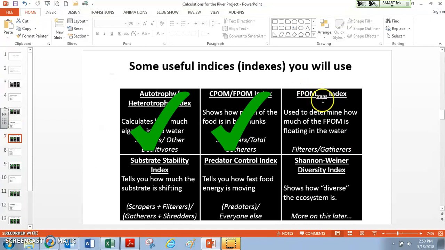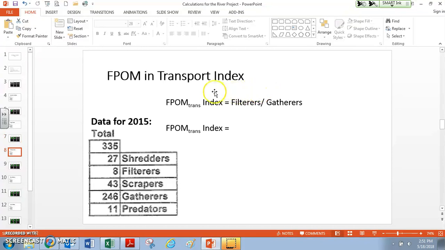The FPOM in transit index. We use this to determine how much of the FPOM is floating in the water. We just talked about CPOM and FPOM, coarse particulate organic matter versus fine particulate organic matter. If we just wanted to look at the FPOM, we can figure out whether it is floating in the water or stuck to the river bottom. To do that calculation, we take our filterers and divide by our gatherers. That's pretty easy. All we have to do is take 8 and divide it by 246.